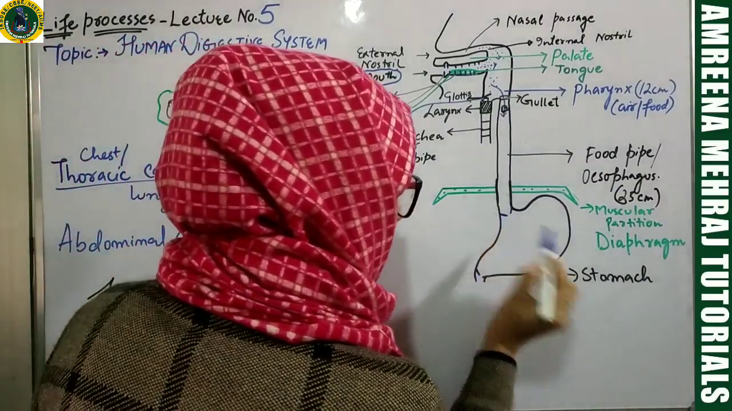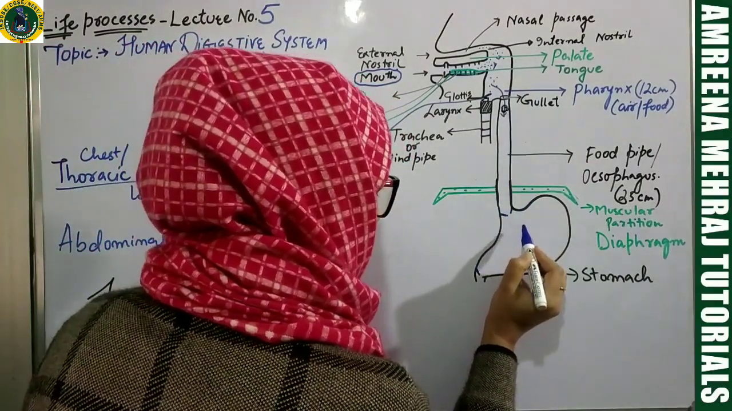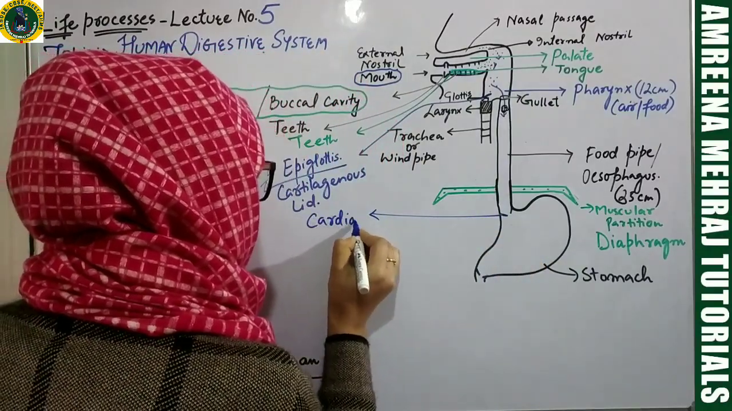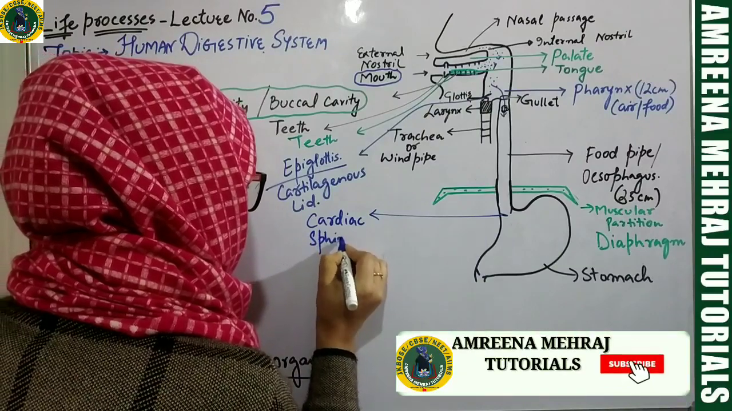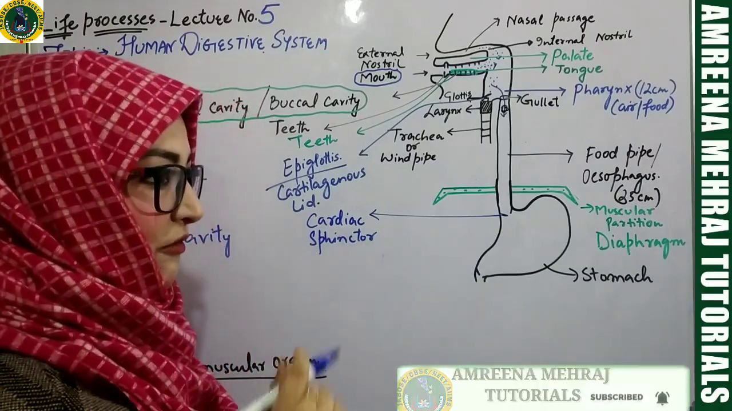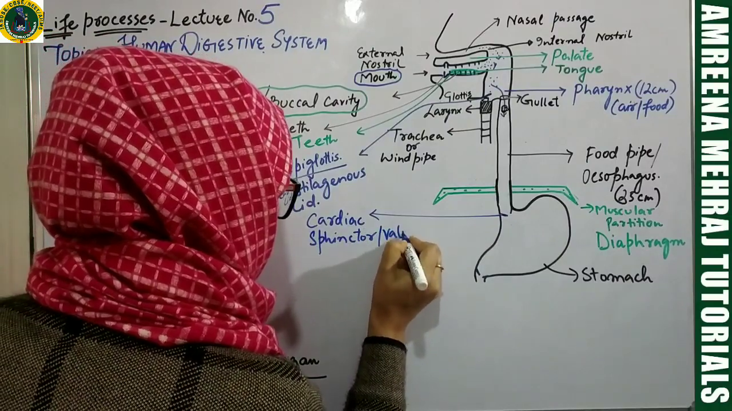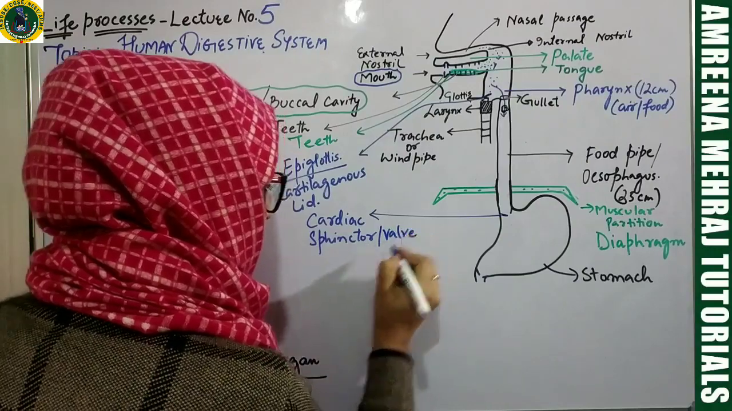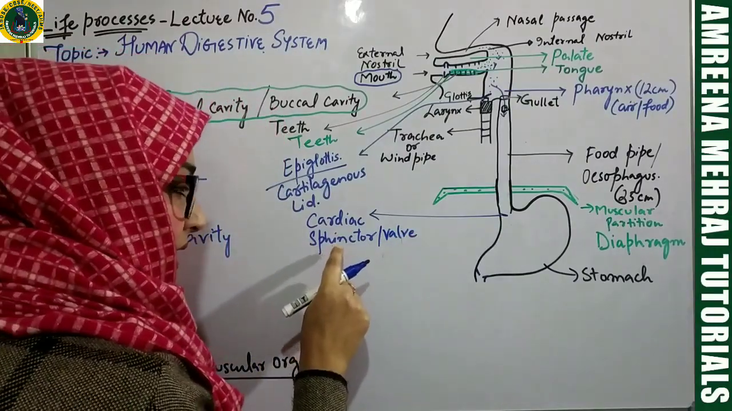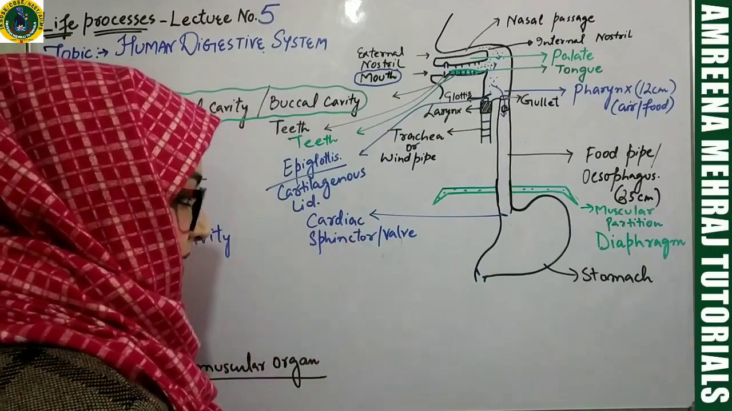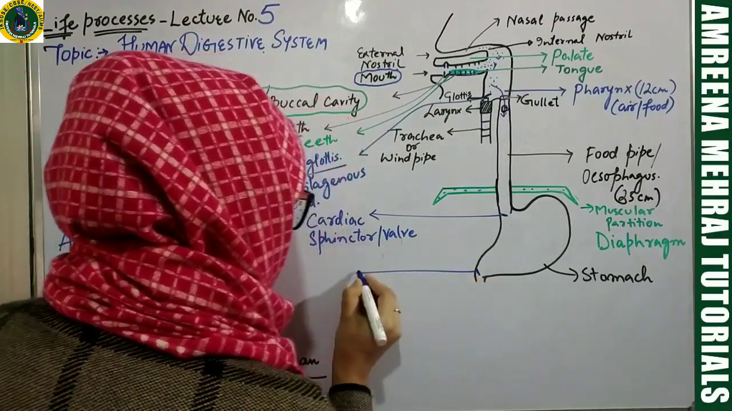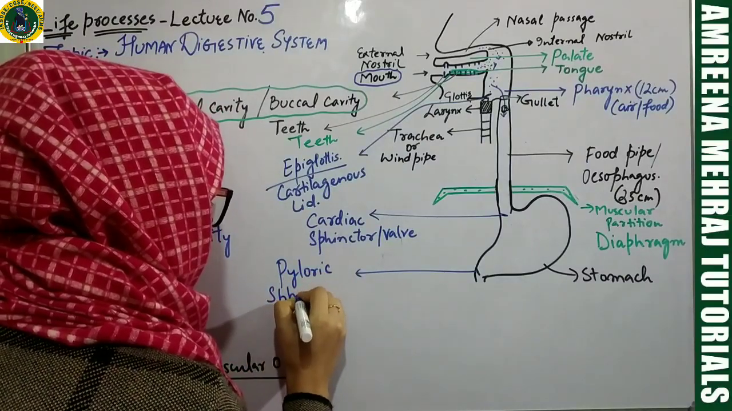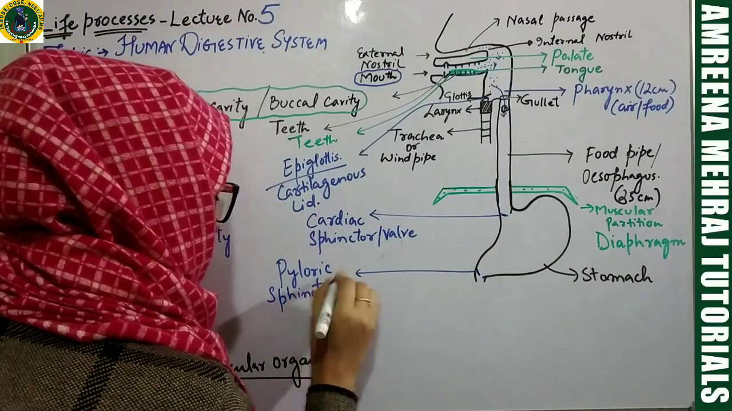Okay. Now we have to remember the names of these two valves. This valve is called the cardiac sphincter. Sphincter is another term we use for valve. So if you are comfortable with valve, you can remember valve, V-A-L-V-E, or you can remember sphincter. This is very specific as far as biology is concerned. And this is called the pyloric sphincter. So I first of all gave you the names of the two sphincters.